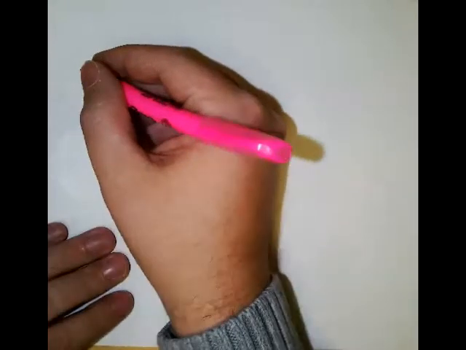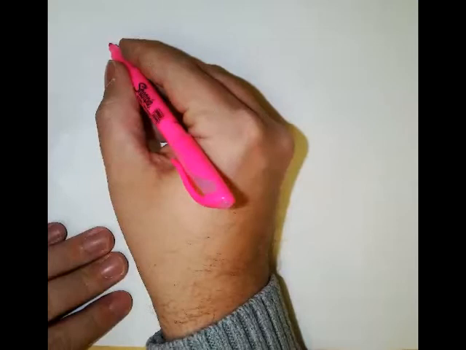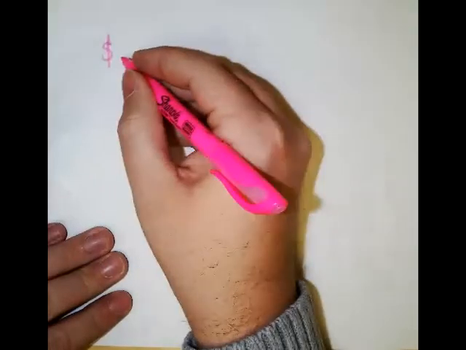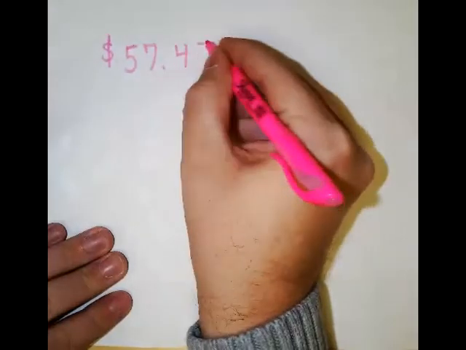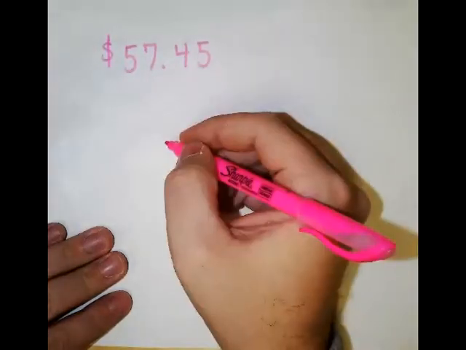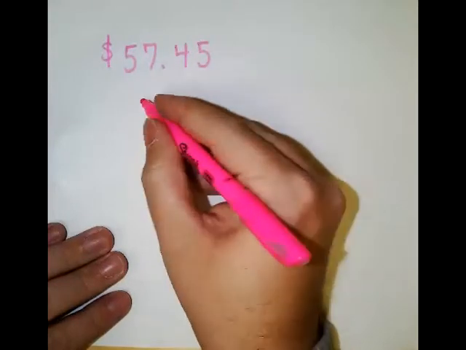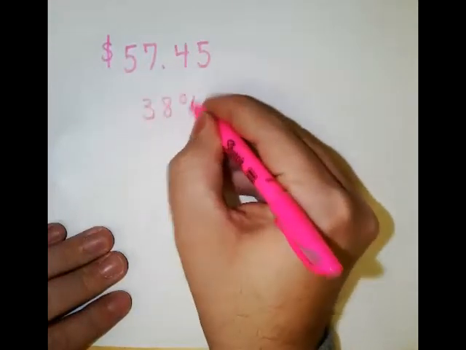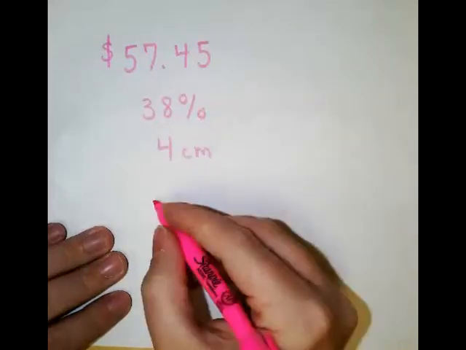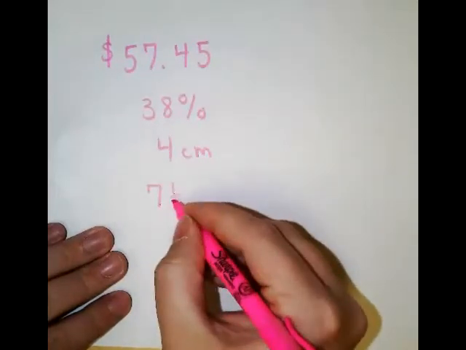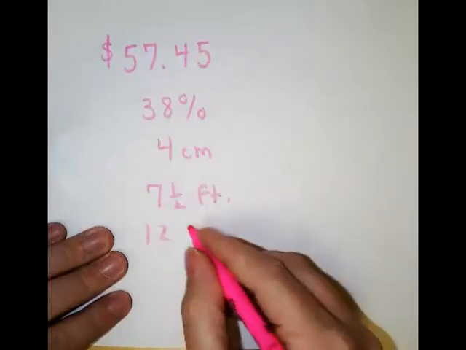So when labeling an amount like $57.45, the dollar sign is always the first thing we say. This is $57.45. The dollar sign always comes first, and that's somewhat unusual in labels. Other labels always come at the end. 38%, 4 centimeters, 7.5 feet. 12 items.